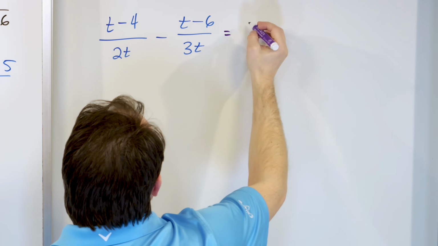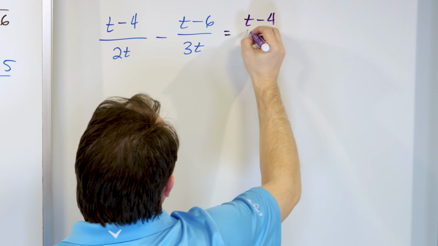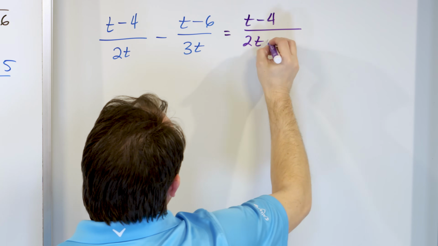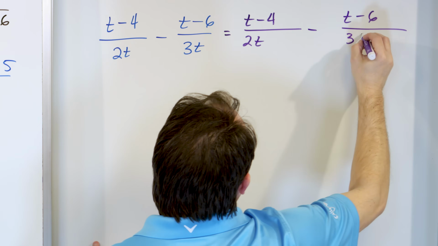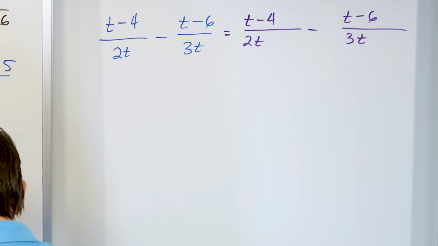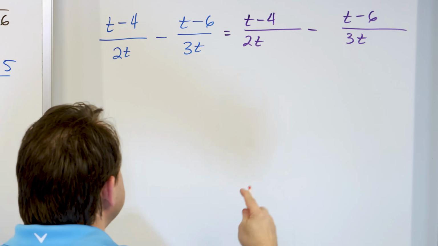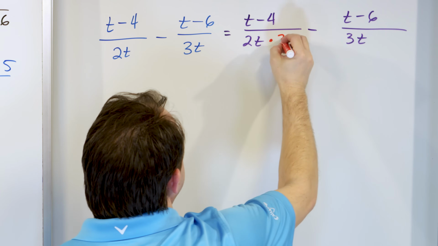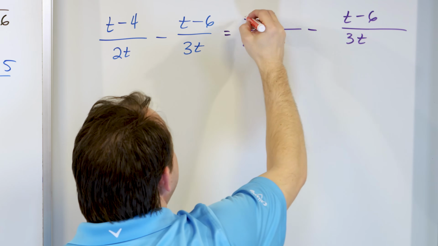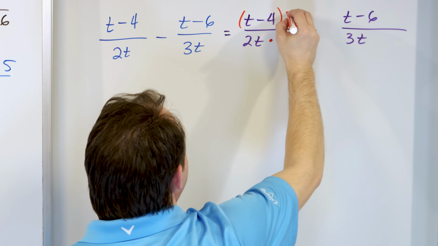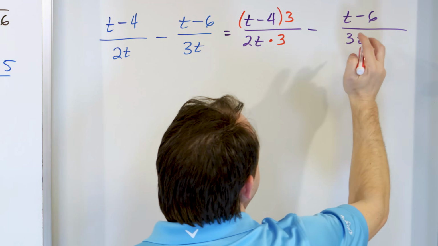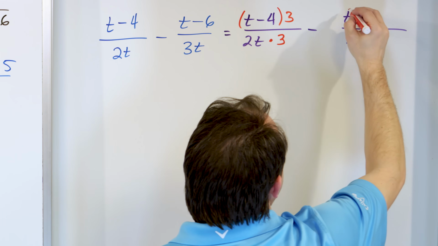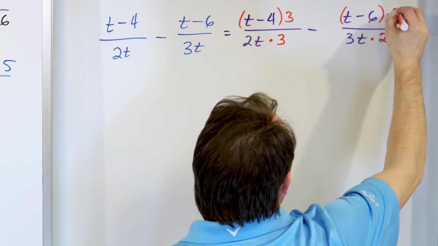So what I'm going to have is (t minus 4) over 2t minus (t minus 6) over 3t. How do I get there? Well, I just use the same numbers, so it's a little bit easier to visualize for this problem. I'm going to multiply this by 3. But when I do this, I'm going to have to multiply the top by 3, and I'm going to wrap it in parentheses so I make sure I don't screw anything up with the multiplication. This one, I'm going to multiply by 2. But then when I do that, I have to wrap this in parentheses and multiply by 2.